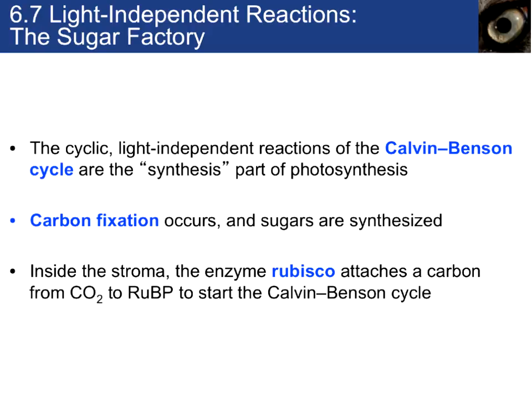And this part, the light-independent reactions, remember, is the synthesis part of photosynthesis. This is where carbon fixation occurs, and the carbon is used to produce sugars. So inside the stroma, the enzyme Rubisco attaches the carbon from carbon dioxide to RuBP to start the Calvin-Benson cycle.